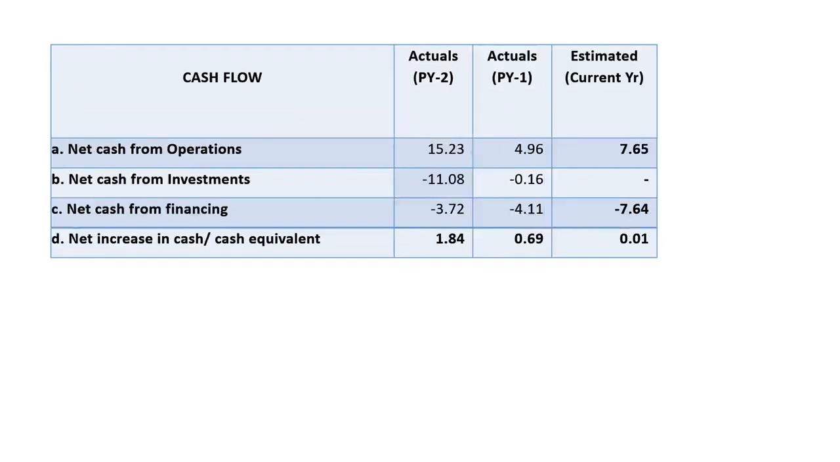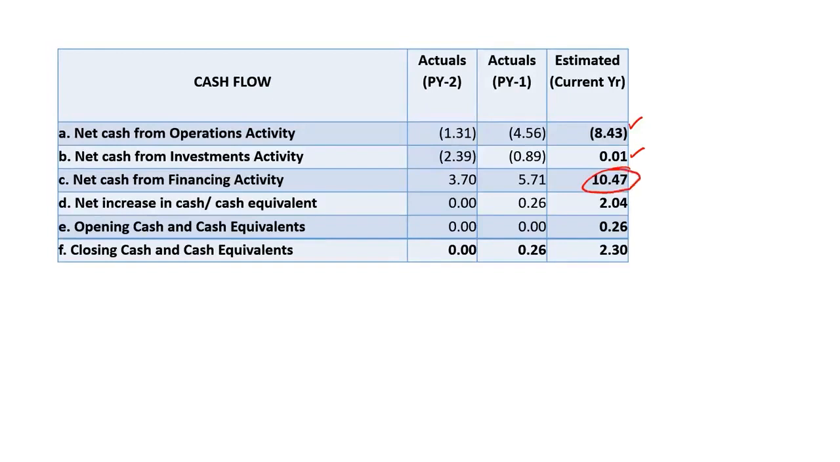This 10.47 crore has to be analyzed because they are estimating almost double the level of previous year financing activity. So what are the sources? How much is coming from equity? How much is coming from bank financing? How much is coming from other loans? All those have to be listed out here, and eventually if you total this, they will have 2.04 crore cash generated during the year. With that, if this opening balance is added, closing will be 2.3.